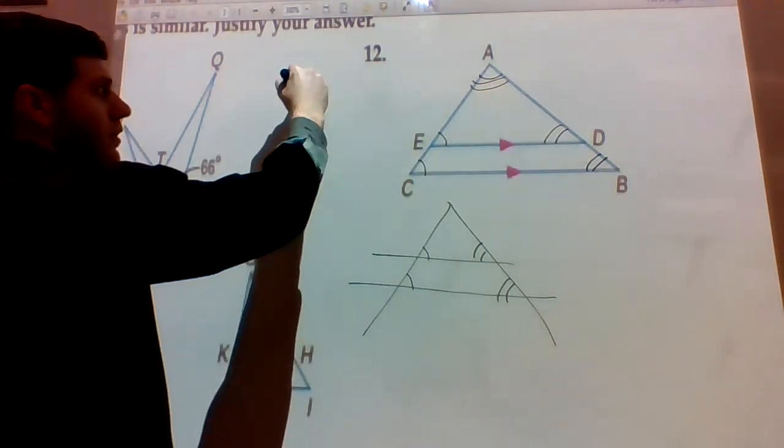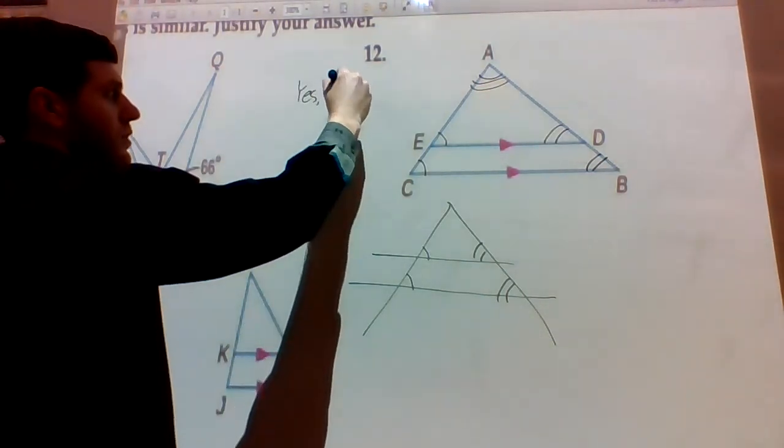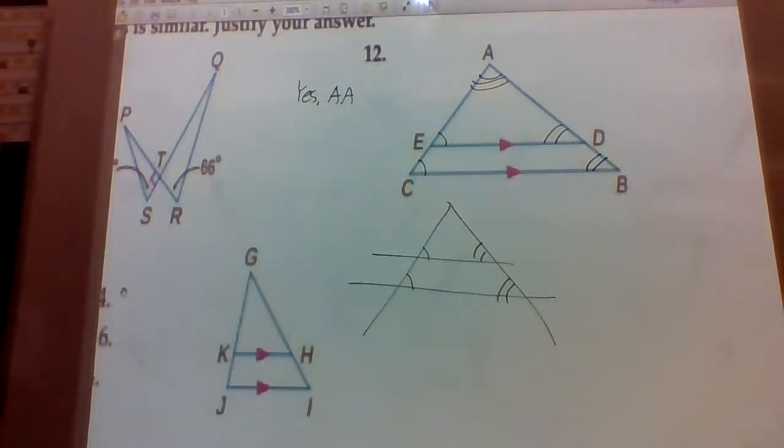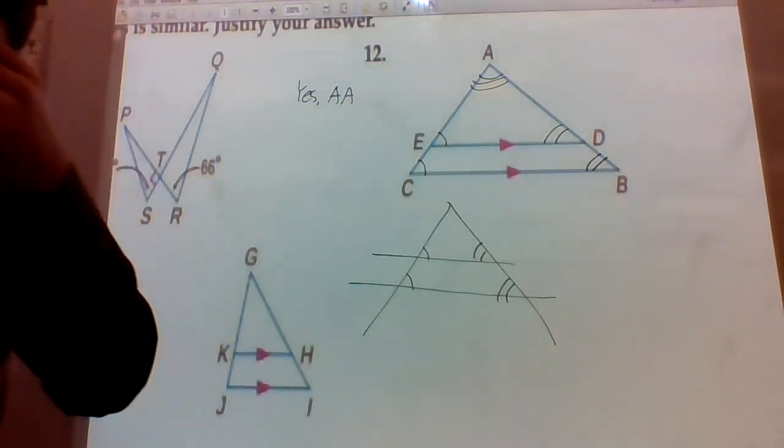So we know that the triangles are similar by AA, which says if 2 pairs of corresponding angles are congruent, then the triangles are similar. So that's yes by AA.